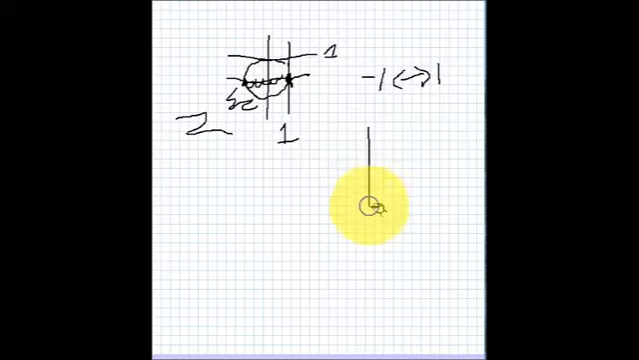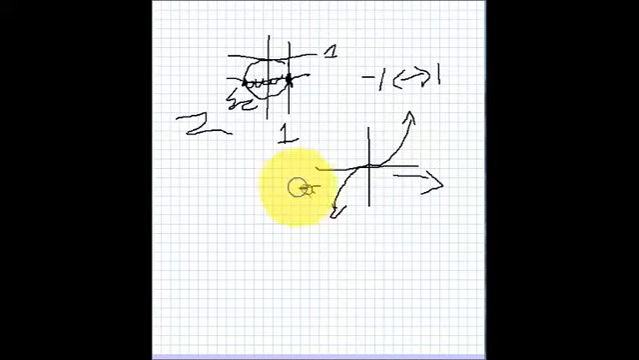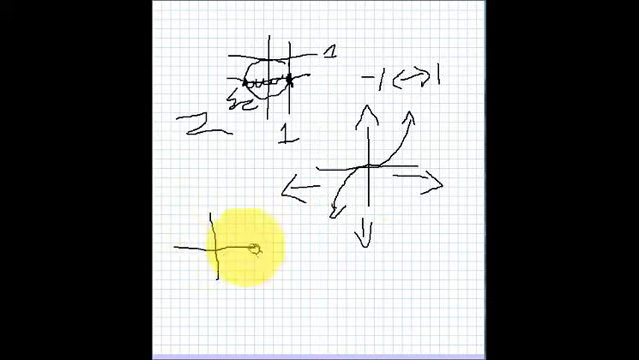So you may see functions also which go on forever, like this. They just keep going and going. You would say that since this one in particular goes forever in the x direction and forever in the y direction, in this case you would say the domain is negative infinity to infinity, and the range is also negative infinity to infinity.